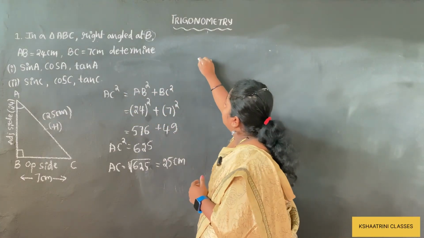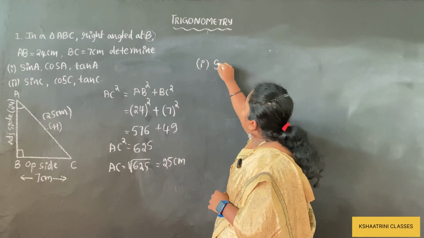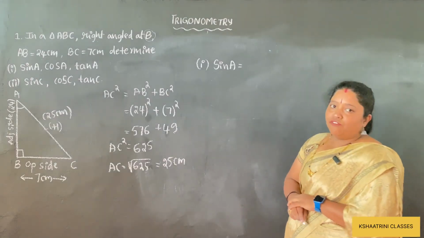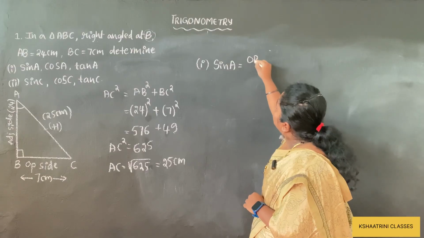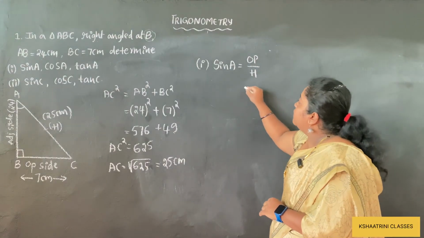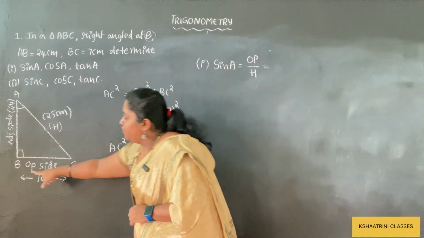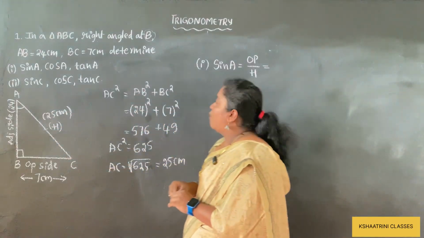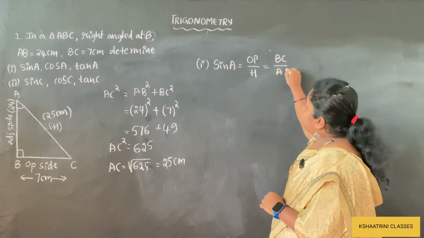So we'll write the answer for the first question. Firstly, it is asked to write sine A, and we have to remember the formula with respect to sine A. Sine A is equal to opposite side divided by hypotenuse. With respect to our diagram, BC is the opposite side and AC is the hypotenuse. So we'll be writing BC divided by AC.